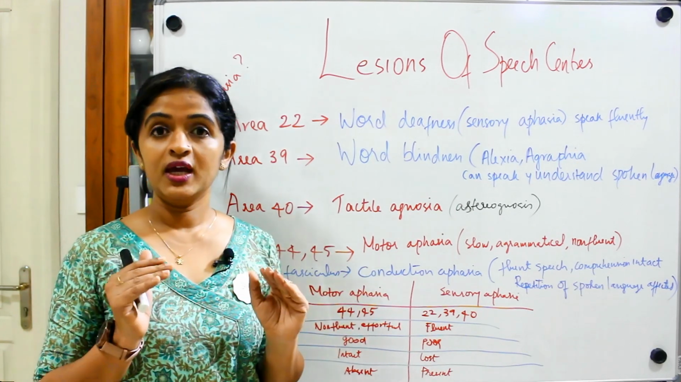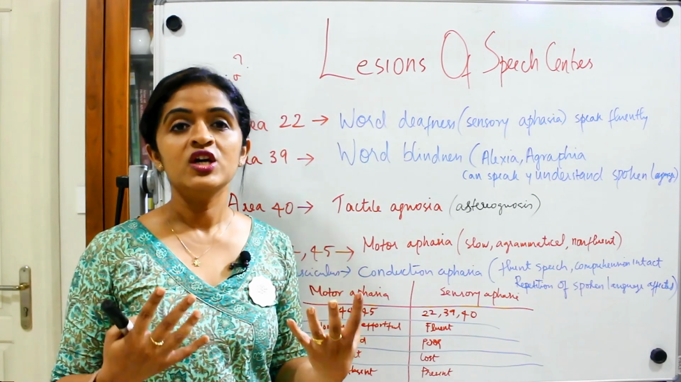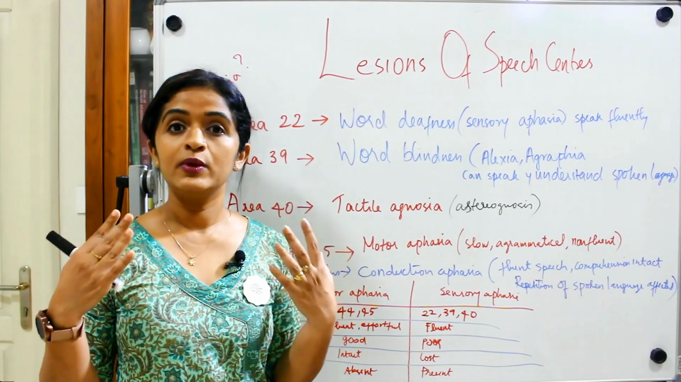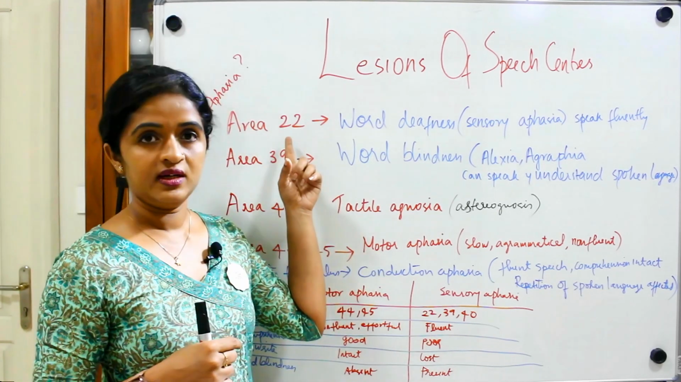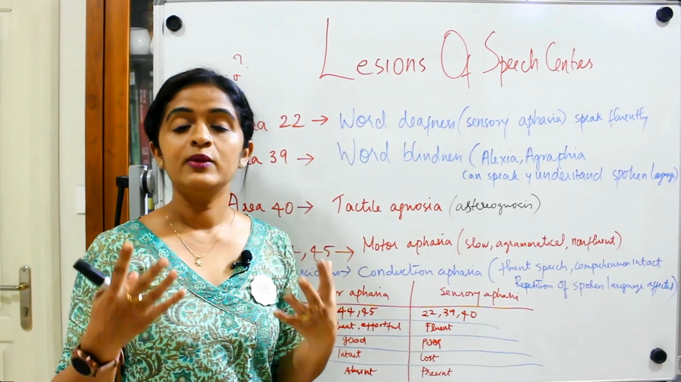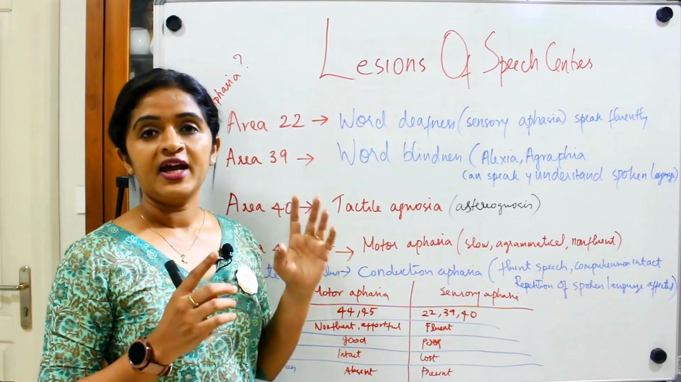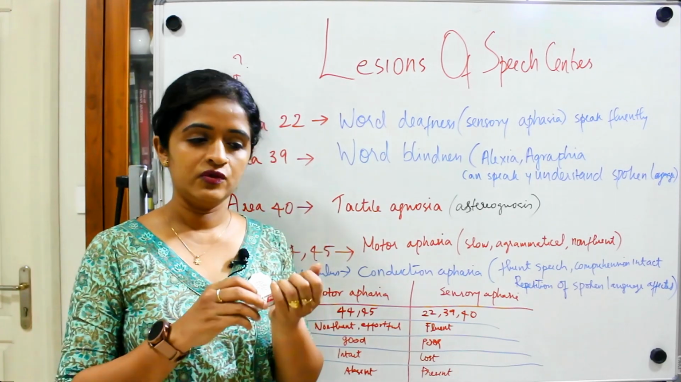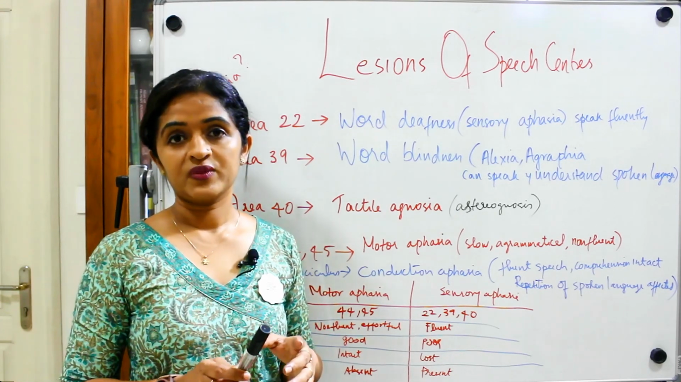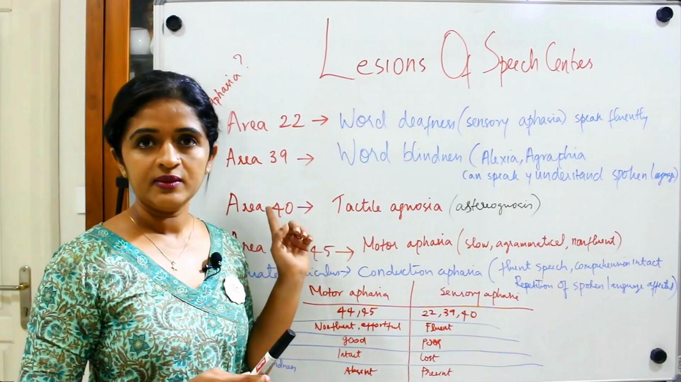When you say sensory area, these are the areas which will help you to interpret a language. If you hear something, you are able to understand with the help of area number 22. If you see something written, you are able to understand with the help of area number 39. And if you close your eyes and feel for something and you are able to speak about it, that is made possible with the help of area number 40.